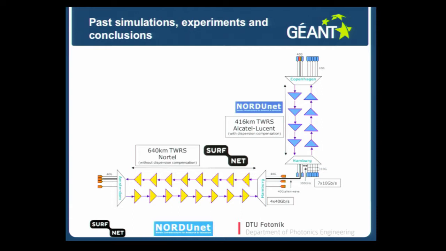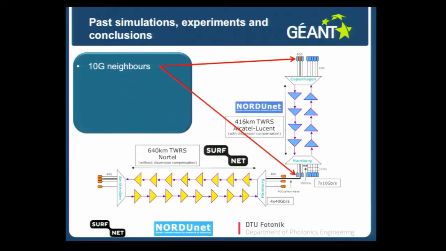What we have at the moment is an alien wave going from Amsterdam to Hamburg, via Hamburg to Copenhagen, and this is traversing the SurfNet network. And from here, as I said, we can just directly inject the alien wave into the NordNet domain, and SurfNet can receive it at the other end.